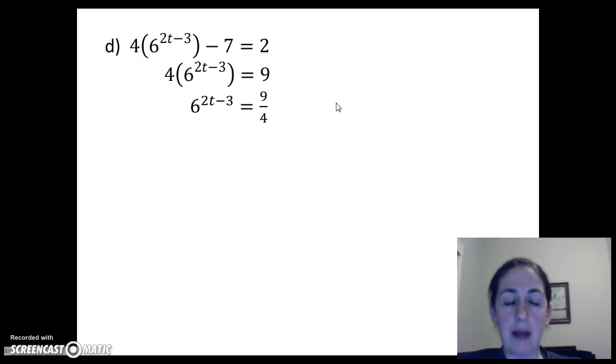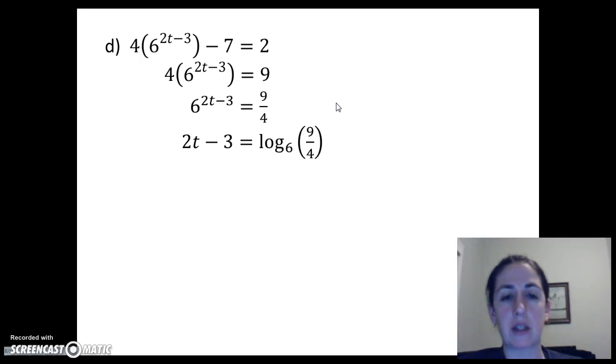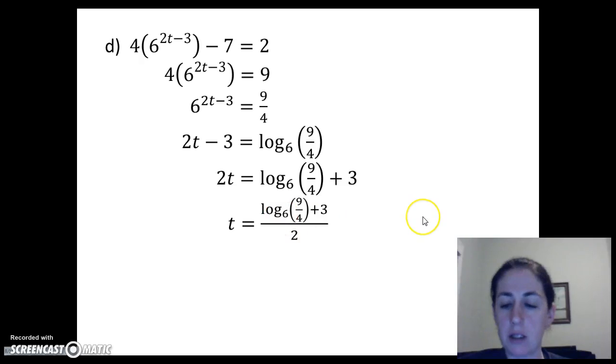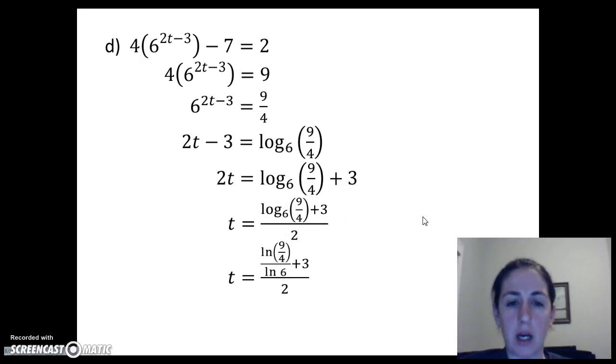Now we need to get rid of that exponential base 6, so we'll take a log base 6 of both sides, and we have 2t minus 3 equals log base 6 of 9/4. Add 3 to both sides, and then divide by 2. Now, if we needed a decimal approximation of this, we would have to turn this into either common logs or natural logs. So we'll turn it into natural logs.